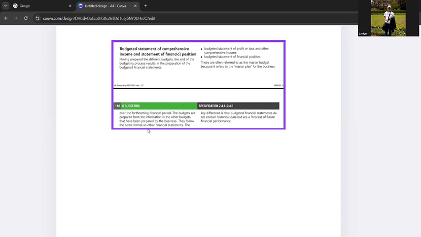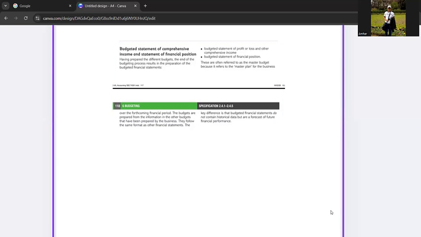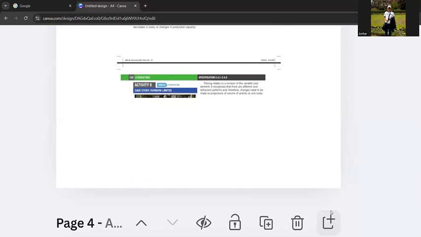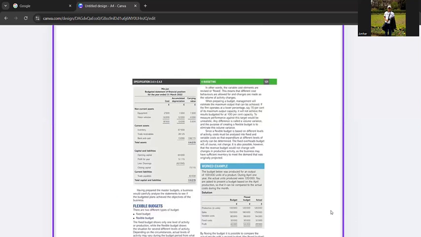Also they follow the same format as other financial statements, like we prepared before for company accounts. So it's the same format here also. The key difference is that budgeted financial statements do not contain historical data. They do not contain past data, but are a forecast of future financial performance. So it's an estimate of future financial performance, not past data. Did you understand that? Yeah, I understand that. Okay.